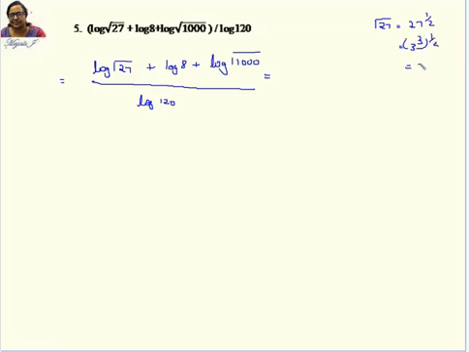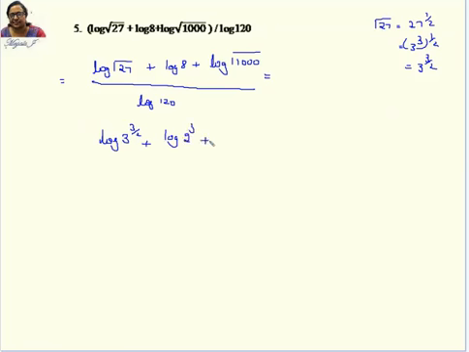So what will that be? 3 to the power 3 by 2. Correct? Yes, ma'am. This is clear. So this will be like log 3 by 2 plus the next is 2 cube. Good.